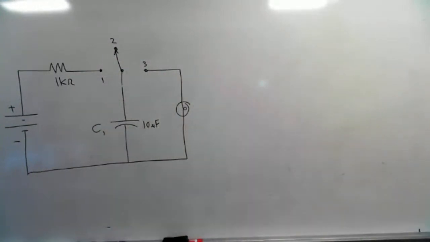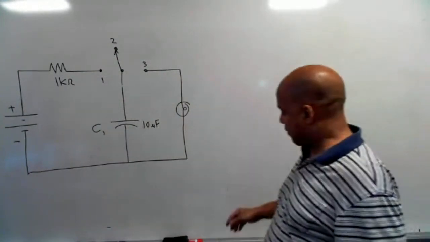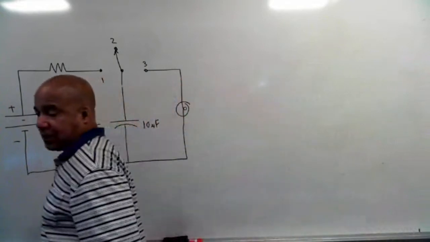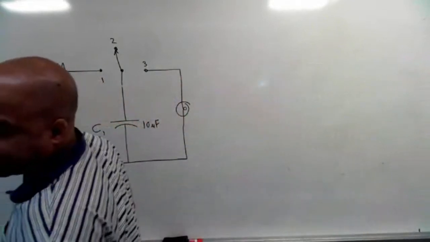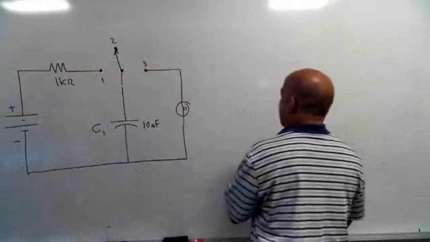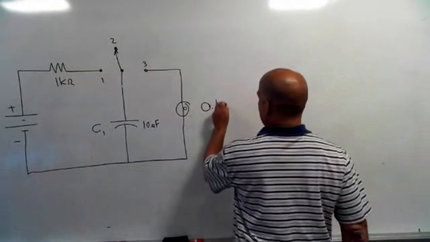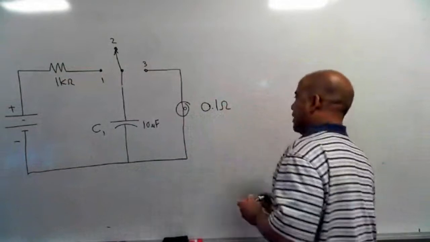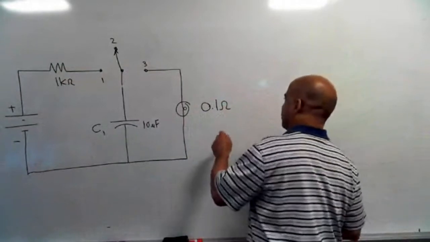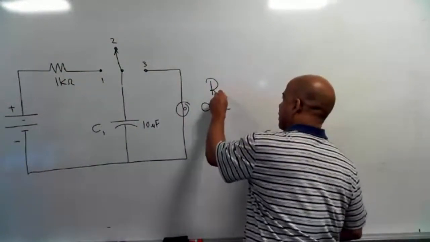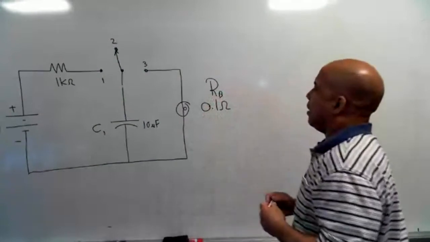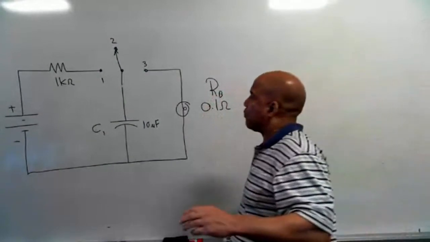Notice I also have a light bulb. And the light bulb is interesting because they give us the ohmic value of the light bulb filament. So this is like a really low value resistor. That's the resistance of the light bulb. I'll call it R bulb, RB. So here's what's gonna happen.